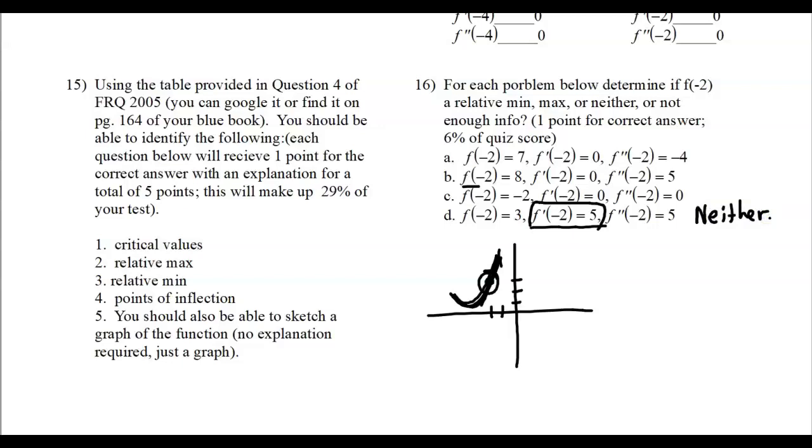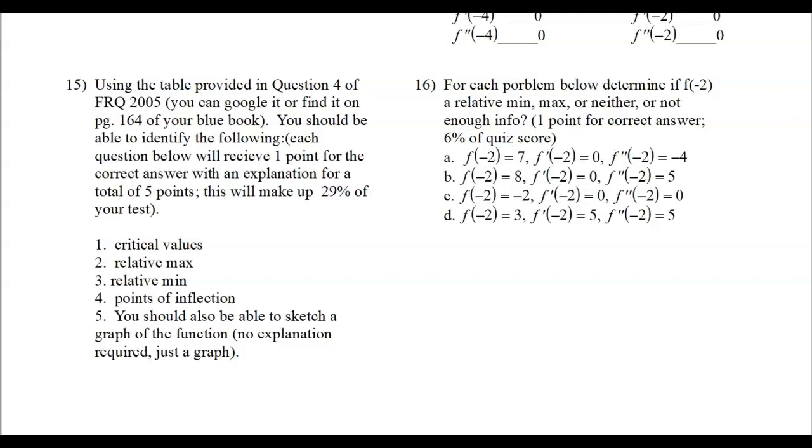Okay? So there is a difference between saying neither and not enough info. Not enough info means that maybe it is a relative min, we just don't know. Neither means it's definitely neither one of those things. So anytime you have zeros, you're either going to get an answer or an I don't know. But if this is not a 0 here, then the answer is definitely neither. All right.